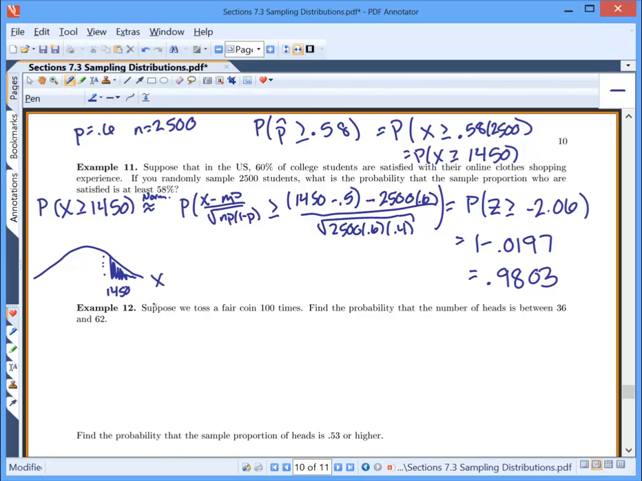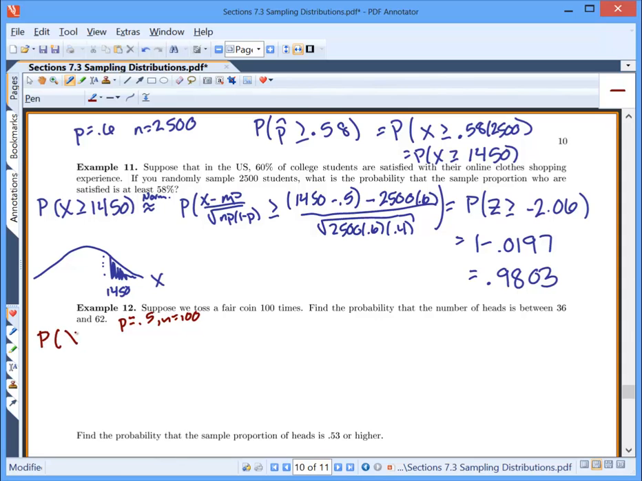For our next example, we toss a fair coin 100 times. Find the probability that the number of heads is between 36 and 62. So here we have p equals 0.5, n equals 100. 0.5 because it's a fair coin. And we just do the exact same steps.